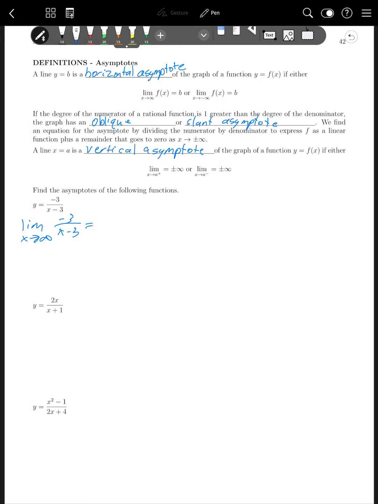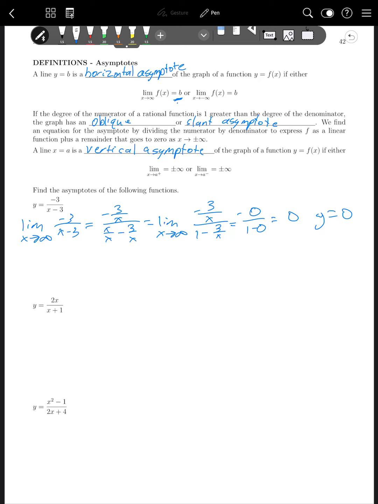So divide each term by x. So this would be negative 3 over x minus 3 over x. So that's the limit as x approaches infinity of negative 3 over x over 1 minus 3 over x, which is negative 0 over 1 minus 0. So that would just be 0. So we have a horizontal asymptote at y equals 0 because the limit as x goes to infinity was b. In this case, b was 0. If your graph has a horizontal asymptote, it will not have an oblique asymptote. Okay, so that's our horizontal asymptote.